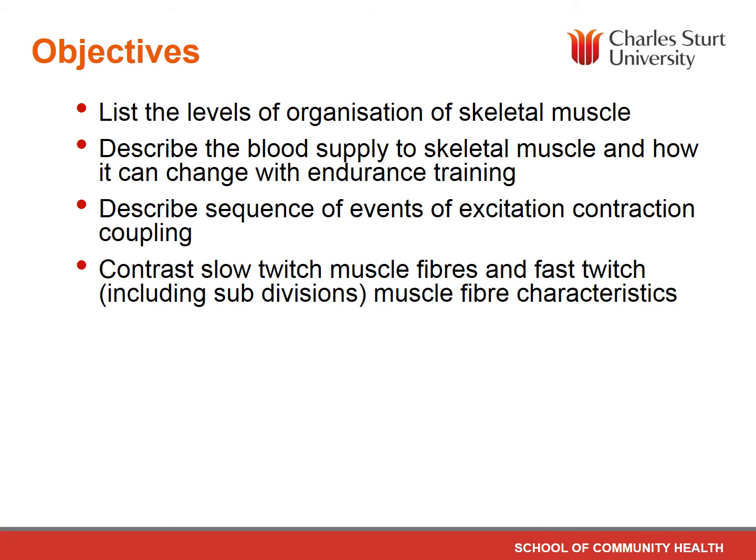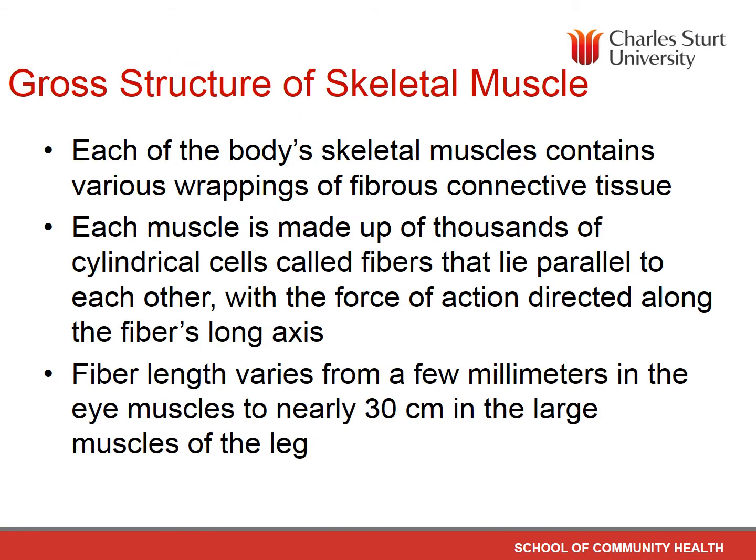After we describe the blood supply to the skeletal muscle, we'll talk about the sequence of events of excitation-contraction coupling. Again, that'll be quite a lot of revision from BMS161, but we have to have a really good understanding of that to understand this topic and also later topics in BMS256. And then we'll contrast slow to fast twitch muscle fibers, and we'll also consider some of the subdivisions. Excellent. Now, we'll just start by talking about the gross structure of skeletal muscle.